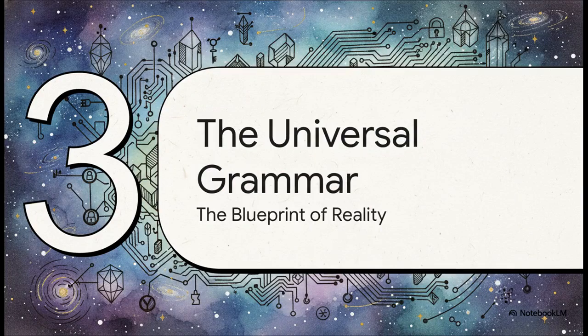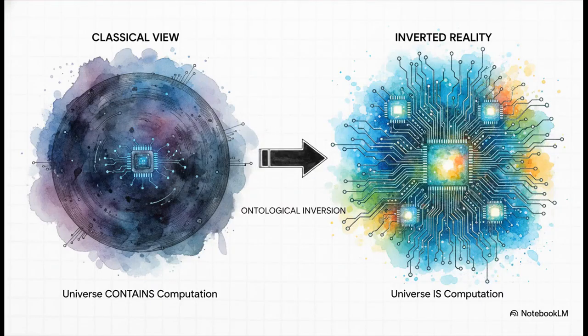To even begin to answer that, we have to go searching for that universal grammar. And that means we need to make a pretty radical shift in how we think about the blueprint of reality itself. This shift is called ontological inversion. Think of it this way.